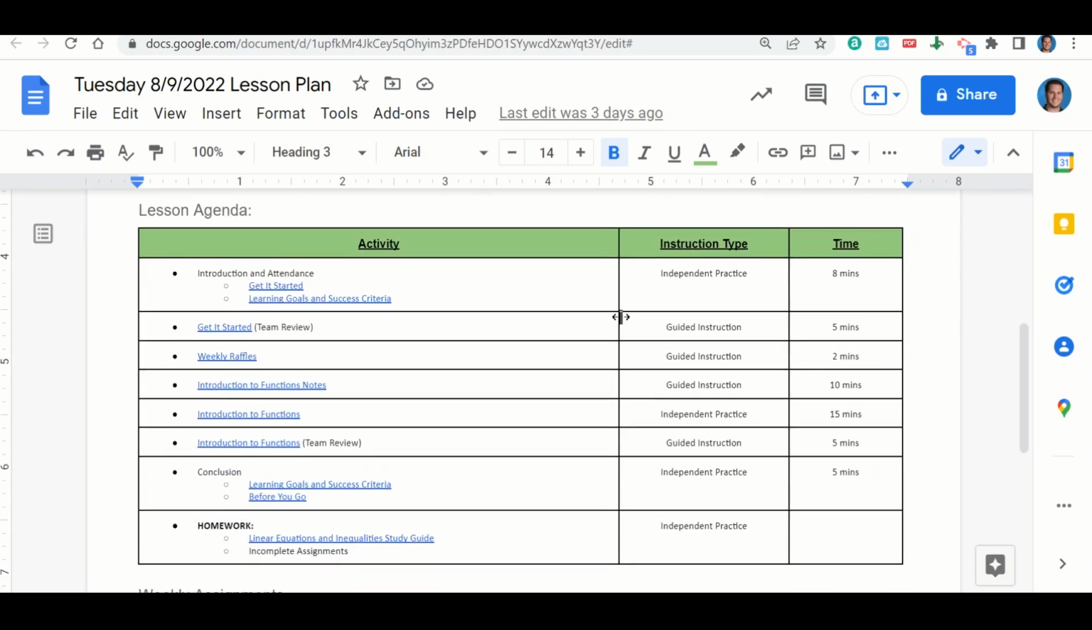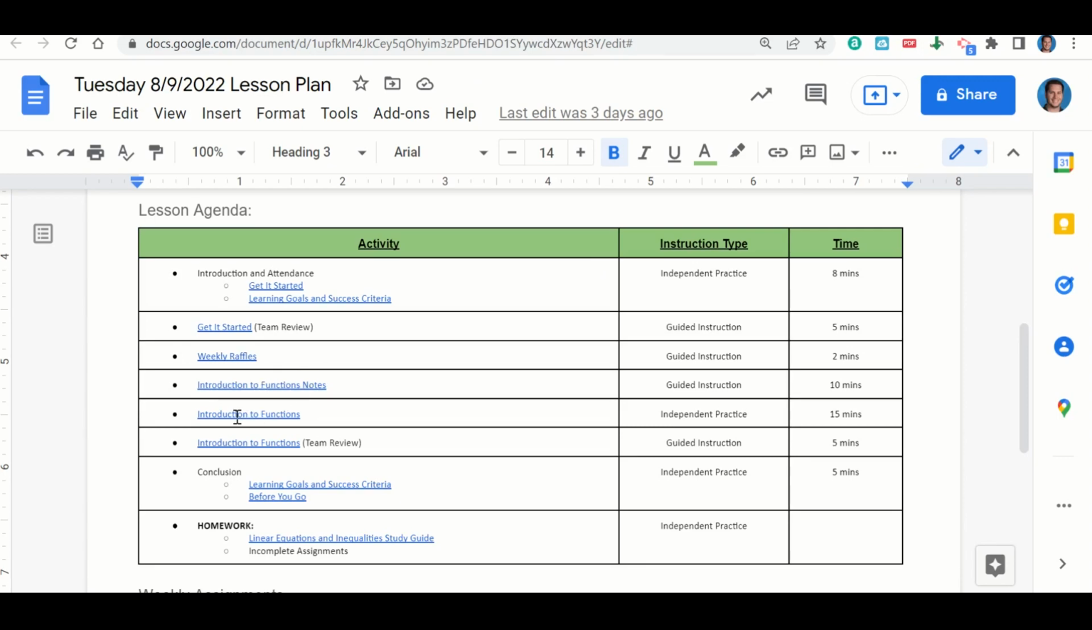Now let's take a look at our agenda for today. We'll begin by going over our learning goals and success criteria. While we're doing that, you'll fill out your Get It Started. Once you've completed your Get It Started, we'll go over it together and answer any questions that you may have. Next, we'll do our weekly raffle. Then we will go over the notes on Introduction to Functions.